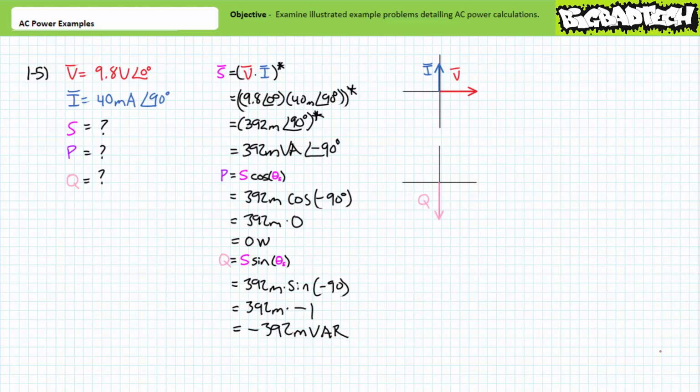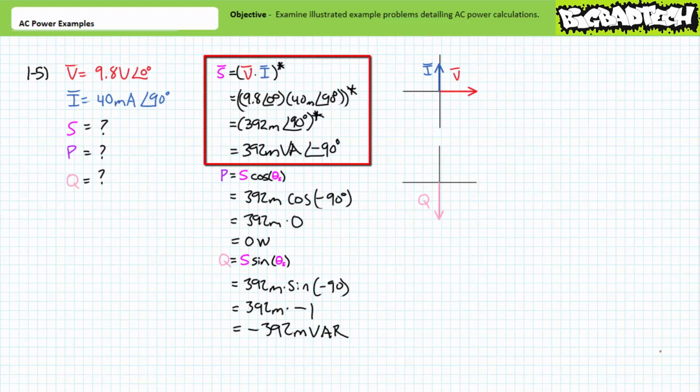Given current appears to lead voltage by a full 90 degrees, we're most likely dealing with a purely capacitive impedance, and as such, we should expect our resultant real power to be 0, the absolute value of reactive power equal to apparent power, and reactive power to be negative. Let's see if this is the case.